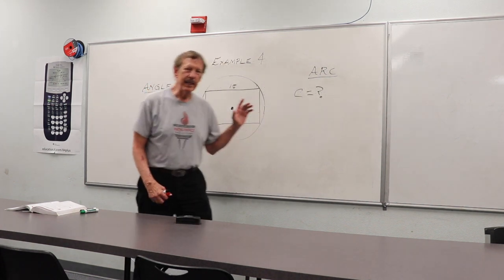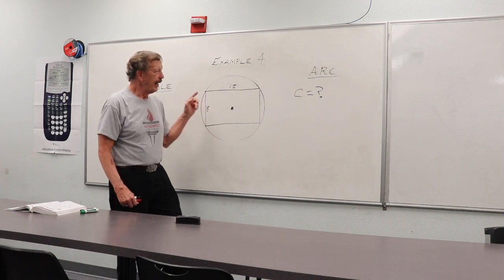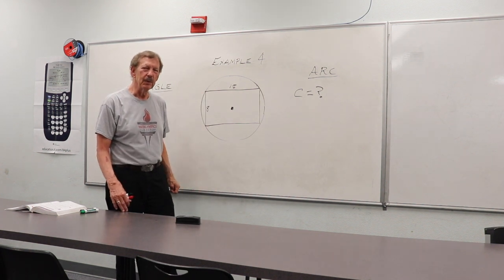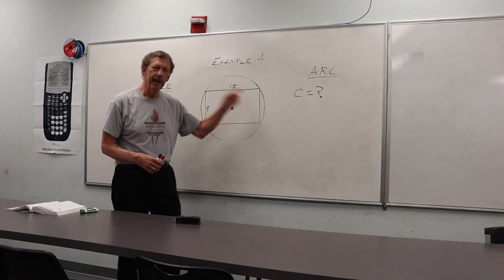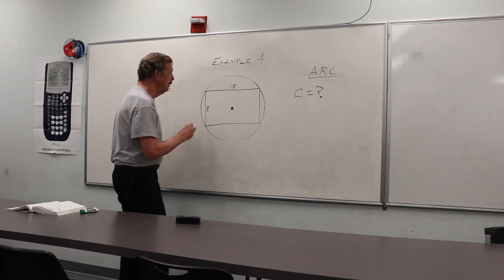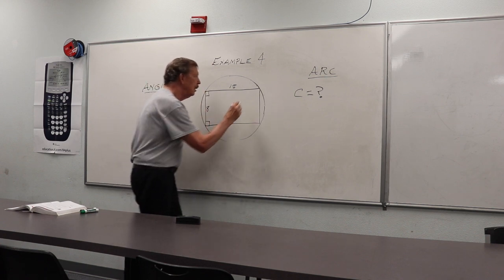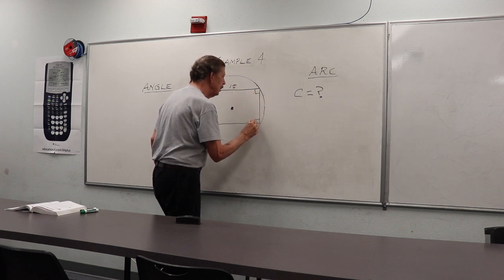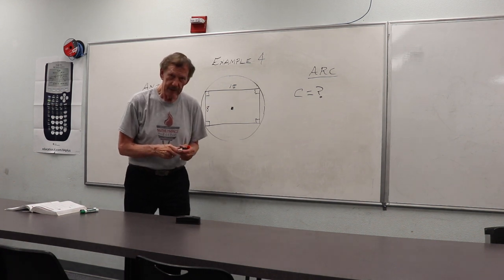Okay, in example 4, we have a picture here, and we're supposed to find the circumference of this circle. And you're saying, well, wait a minute, we don't have a circumference here. We've got a rectangle inscribed in the circle, but that doesn't give us a circumference. Yes, it does.